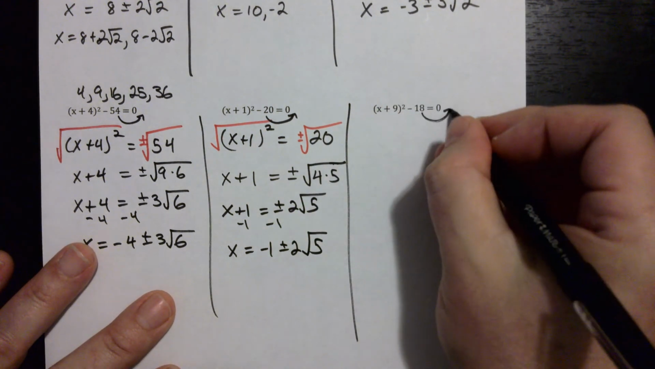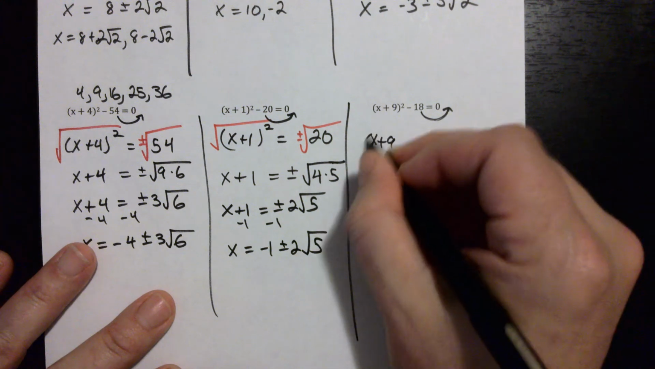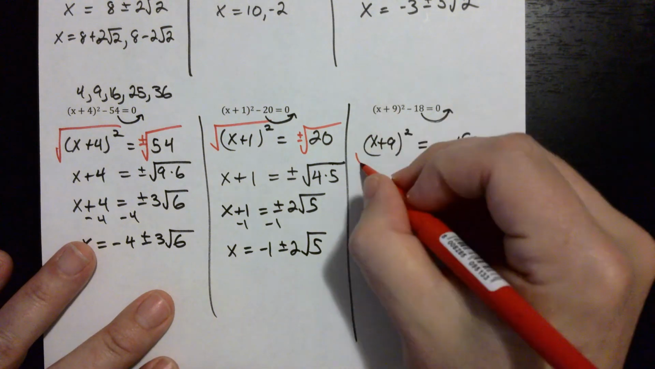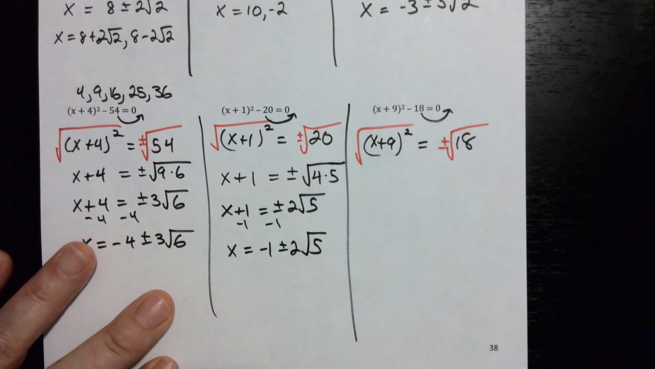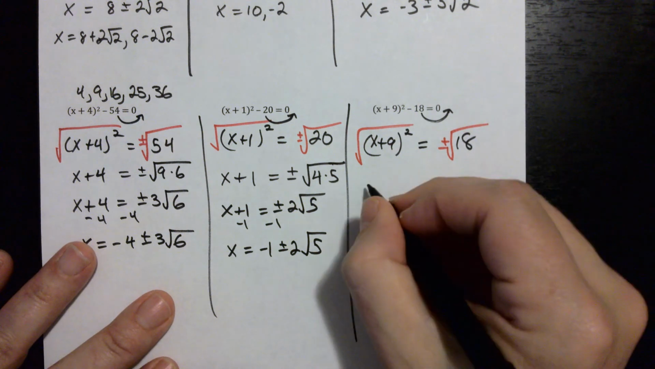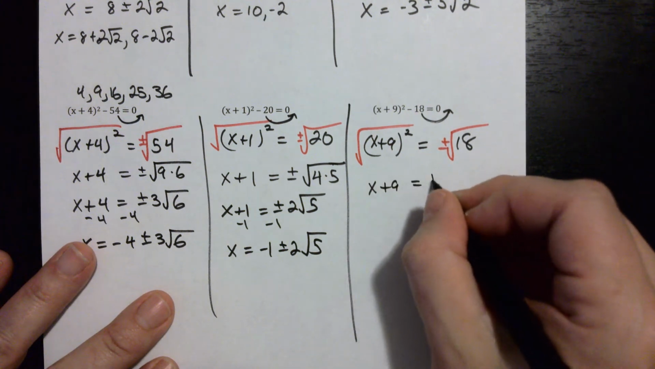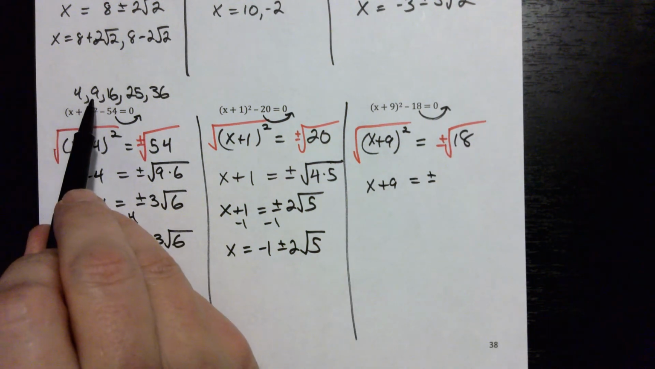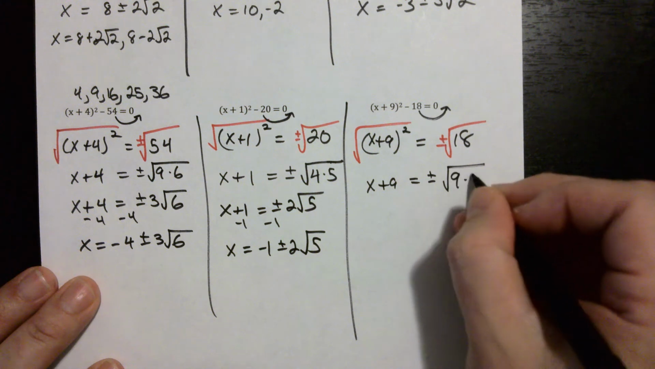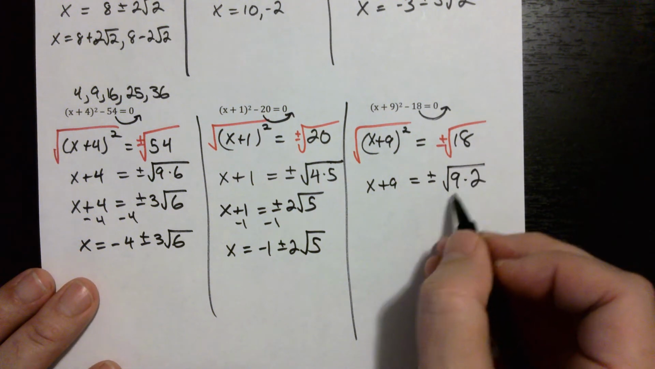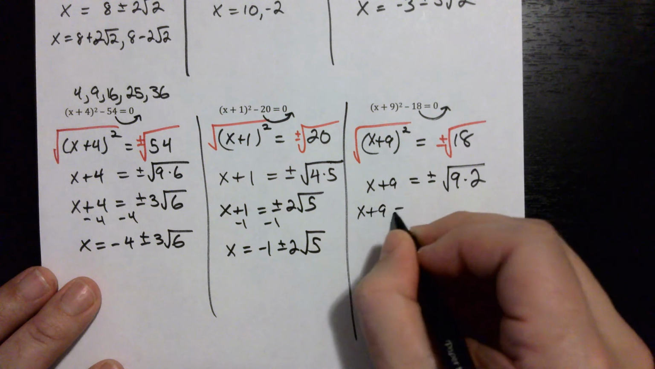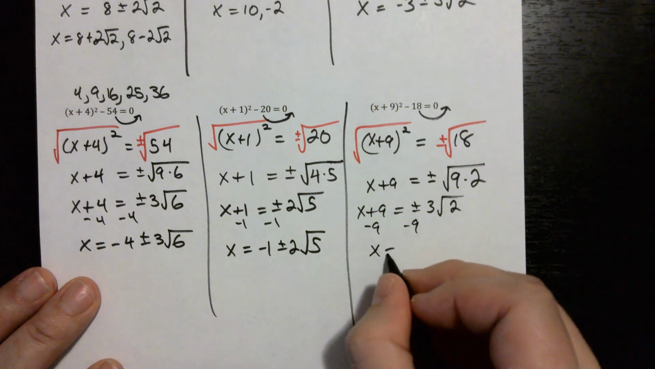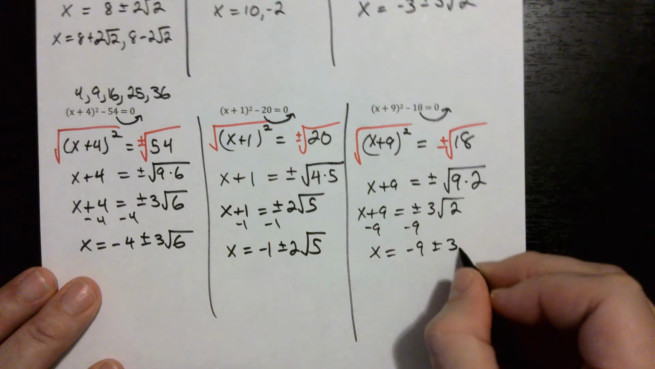Okay, last problem. I move the 18 over by adding it. So I get x plus 9 squared is equal to 18. And if I square root both sides with a plus or minus, that gives me x plus 9 is equal to plus or minus, let's see, which one of the numbers here goes into 18? 4 doesn't, but 9 does. 9 times 2 is 18. And in our next step, we can square root the 9, which becomes a 3. So x plus 9 equals plus or minus 3 square roots of 2. Subtract the 9, and I get x is equal to negative 9 plus or minus 3 square roots of 2.